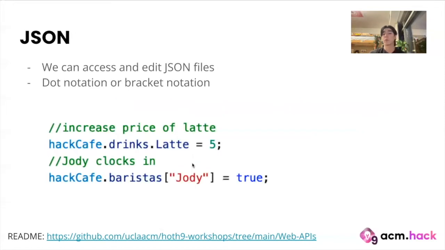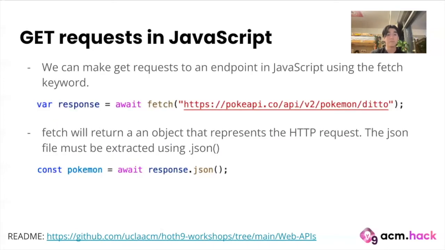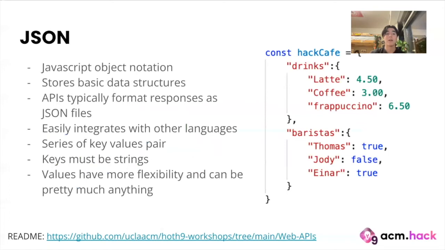So I've been saying this word a lot, JSON, JSON files. What does this mean? A JSON file stands for JavaScript Object Notation. It's a file that's used to store basic data structures that follows the general structure or outline of JavaScript objects. But to be clear, a JSON file is its own thing. And the benefit of JSON files is that they're easily integratable with other languages.